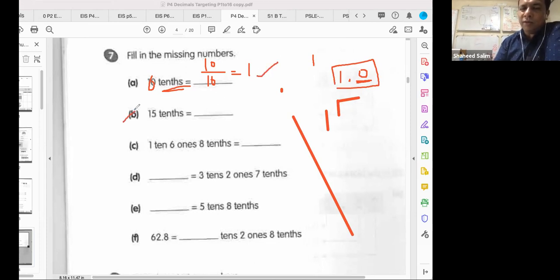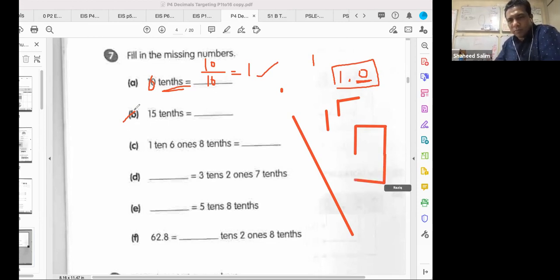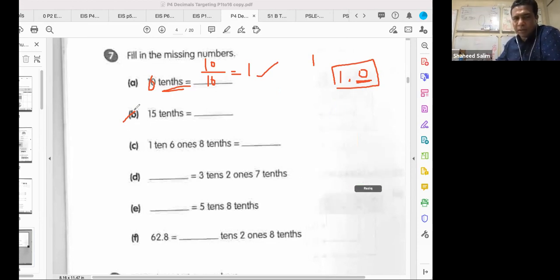You try now 15. Can you try 15? What is that you're drawing? Not bad. You can draw squarish and all that. Come, Raziq. Question B. Try question B.